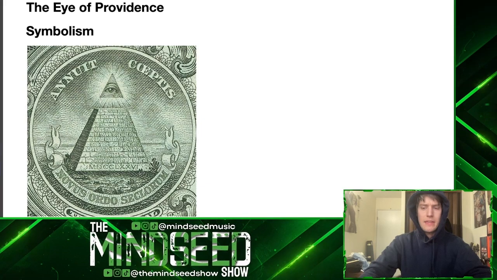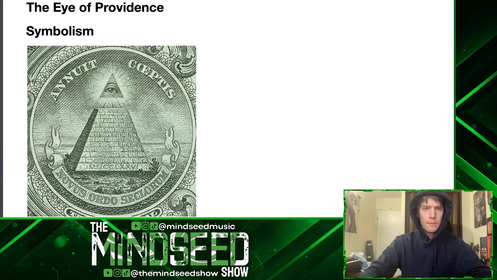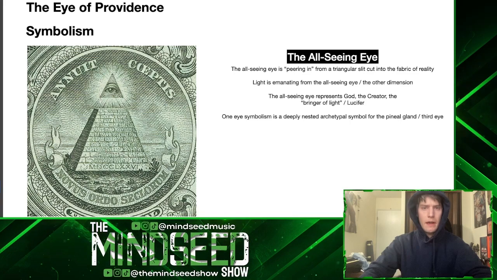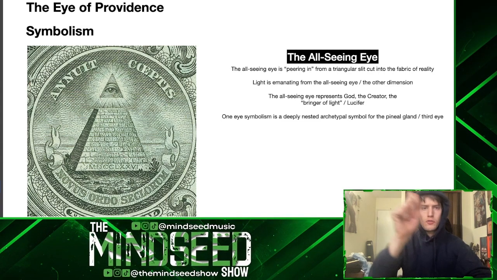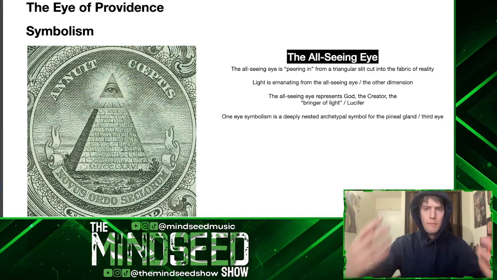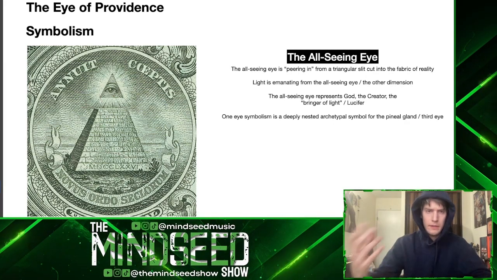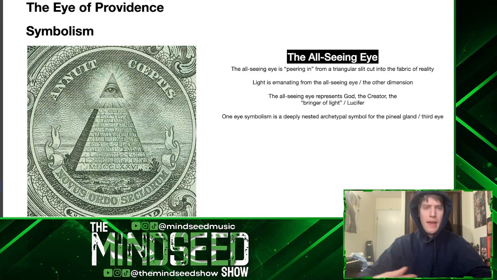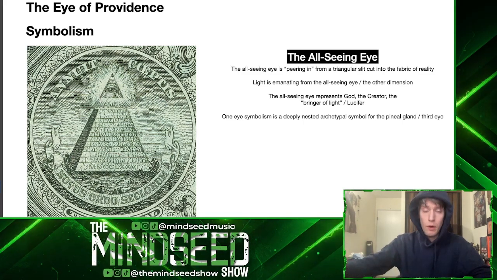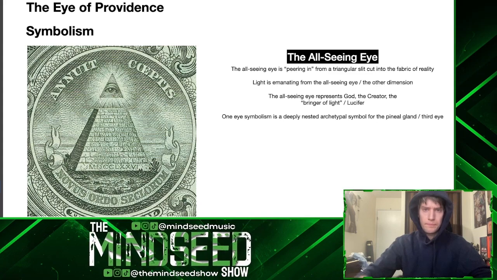Let's analyze each symbolic element individually, starting with the all-seeing eye. As you can see in the image, the all-seeing eye is peering in from a triangular slit cut into the fabric of reality. So this is not just a triangular eye that's suspended in the air. If you take a closer look at the image, you can see that a triangular slit has been made in the fabric of reality, or kind of in the curtain, so to speak. And we have this being that's peering into our reality from another dimension.